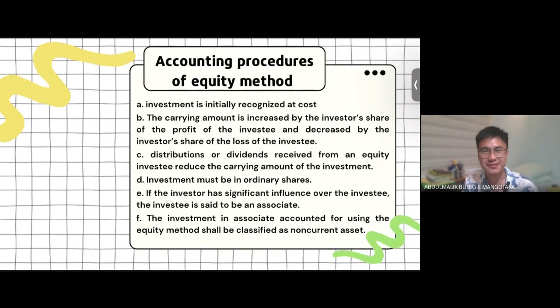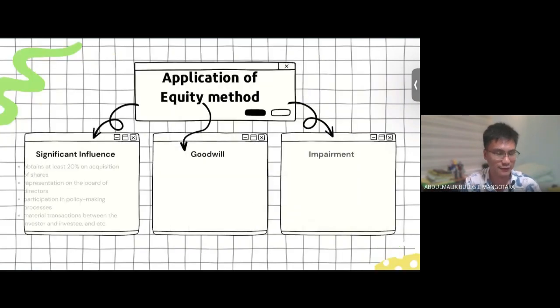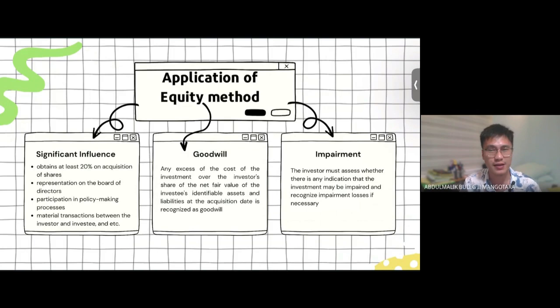So now let's dive into our discussion on the application of the equity method. So what are the things that we need to consider for us to apply the equity method? First we have significant influence. So what is significant influence? This has already been discussed by my co-lecturer earlier.